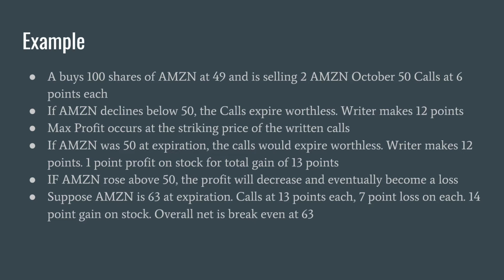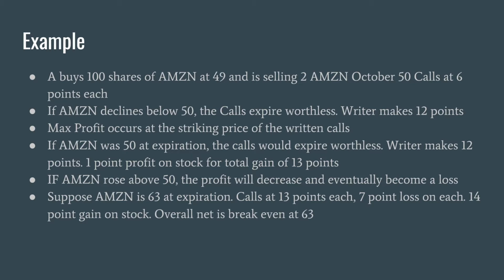Now we're going to go over an example of a ratio write. A buys 100 shares of XYZ at 49 and is selling 2 XYZ October 50 calls at 6 points each. If XYZ declines below 50, the calls expire worthless, and the writer would make 12 points. Thus, even if XYZ drops 12 points to a price of 37, the ratio writer will break even, as the loss would be offset by the gain on the calls.